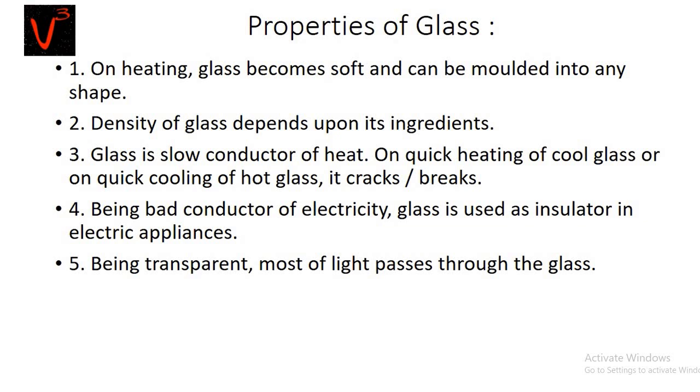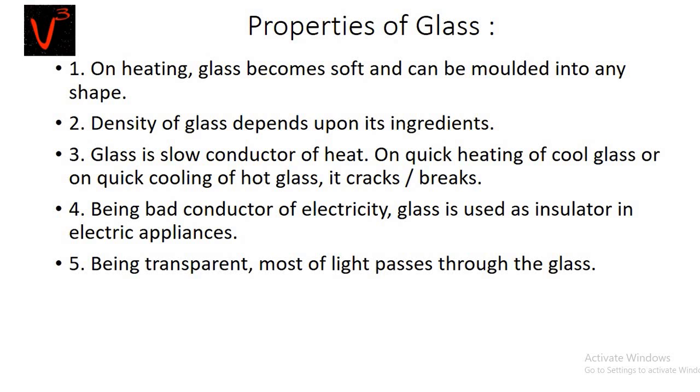Properties of glass. First, on heating, glass becomes soft and can be molded into any shape. Second, density of glass depends upon its ingredients. Third, glass is a slow conductor of heat. On quick heating of cool glass or on quick cooling of hot glass, it cracks or breaks. Being a bad conductor of electricity, glass is used as an insulator in electrical appliances. Being transparent, most of the light passes through the glass.